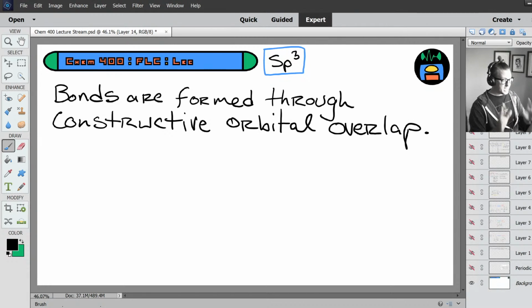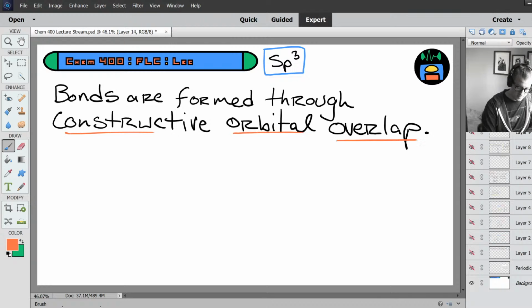And what is constructive orbital overlap? It's when you have the orbitals of two atoms. So for example, let's look very simply at hydrogen, whose electron configuration is 1s1, right? It's got one electron in its s orbital.